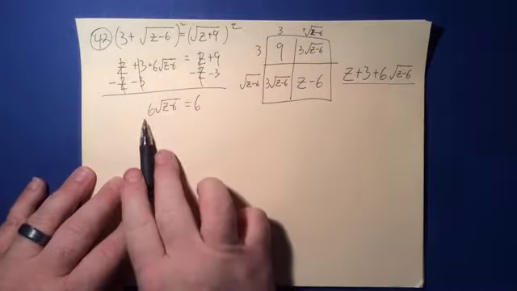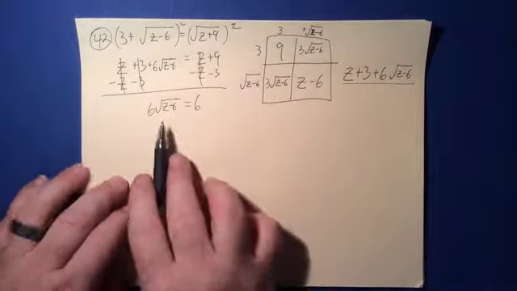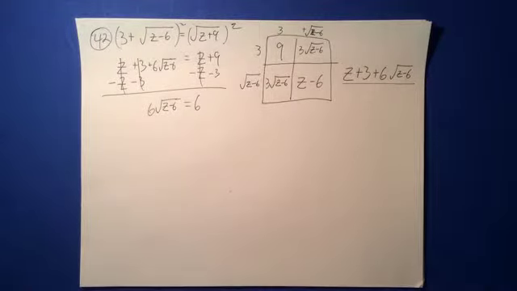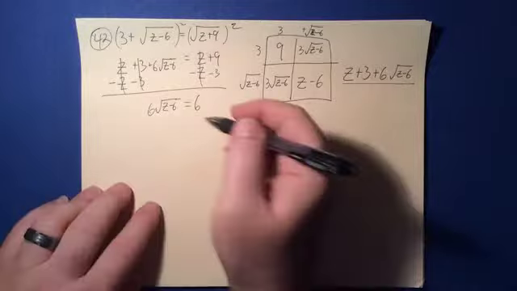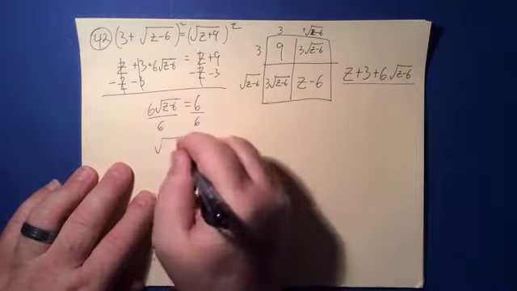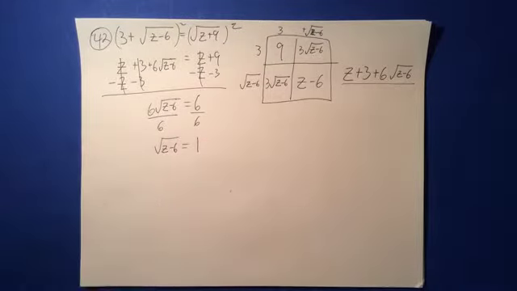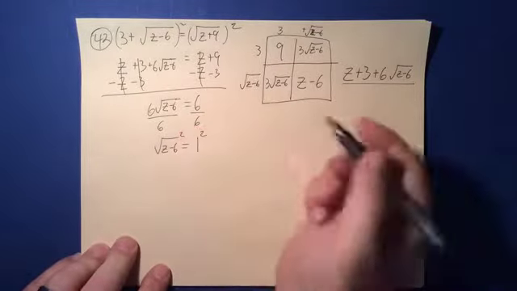Now, sometimes it works out nicely. So I have 6 times this, and here I have 6. Sometimes you just have to square this as is. Sometimes you can even do a little more fancy work. Divide both sides by 6, and now we get the square root of z minus 6 is going to be equal to 1. From this, we can now go ahead and square both sides.